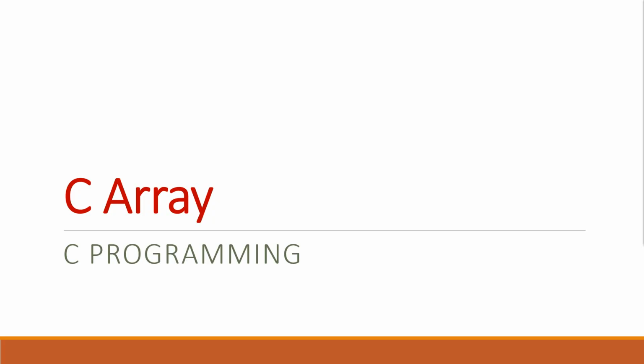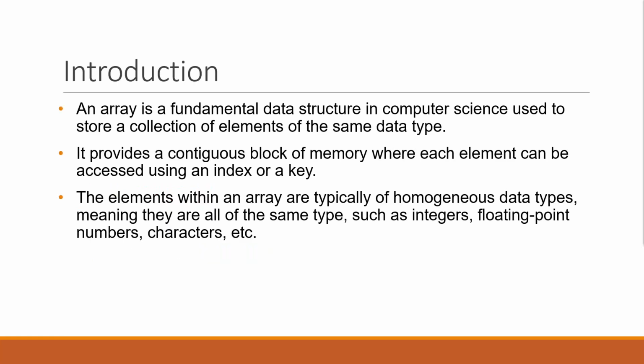This video talks about C arrays. Let's dive in. An array is a fundamental data structure in computer science used to store a collection of elements of the same data type. It provides a contiguous block of memory where each element can be accessed using an index or a key.